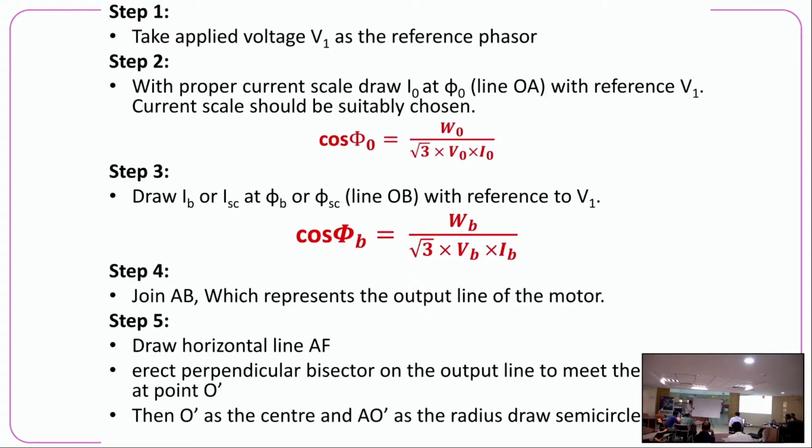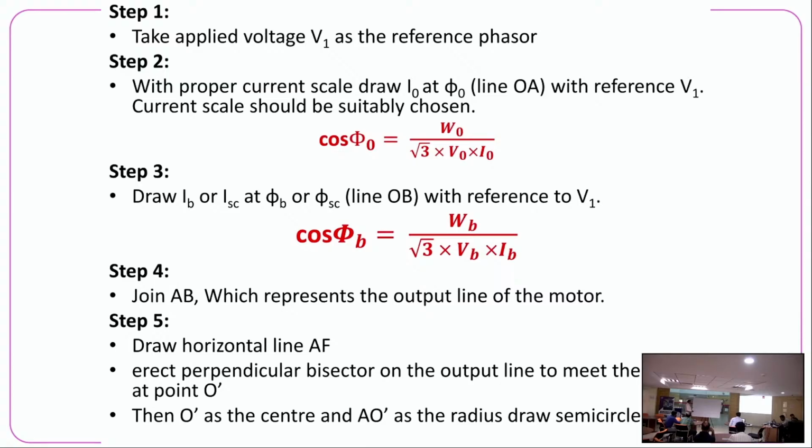Where cos phi 0 is the no load power factor. With respect to the voltage axis, we make an angle phi 0. The Y axis is the voltage axis. With respect to the voltage, the no load current is lagging by angle phi 0, so that the power factor is cos phi 0. So we draw the current phasor like this.